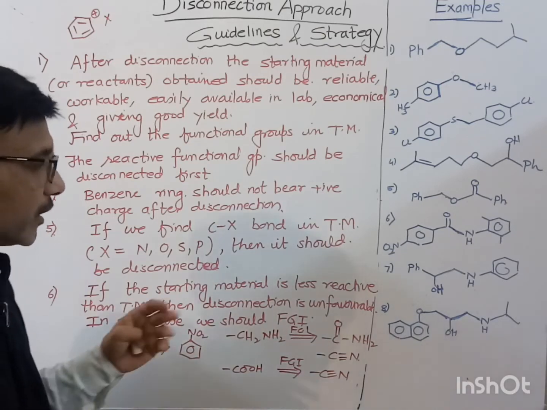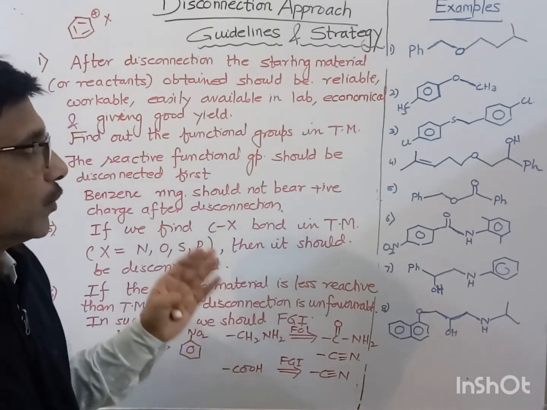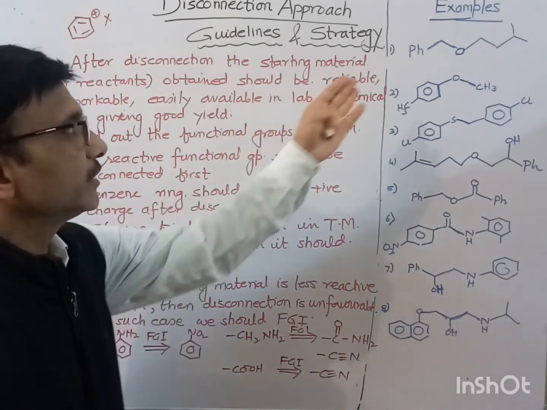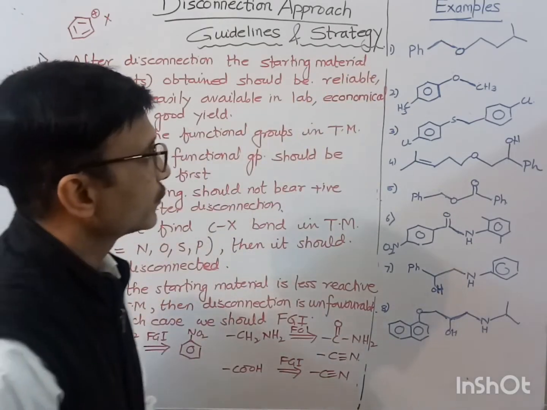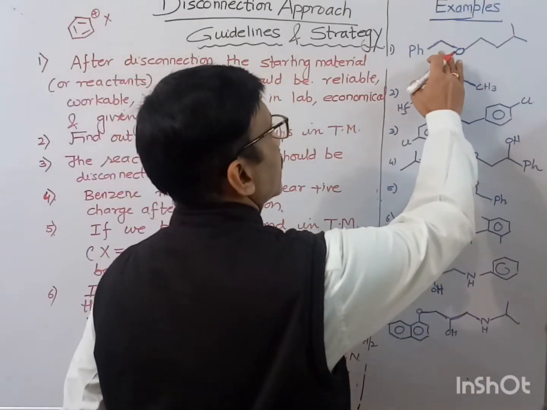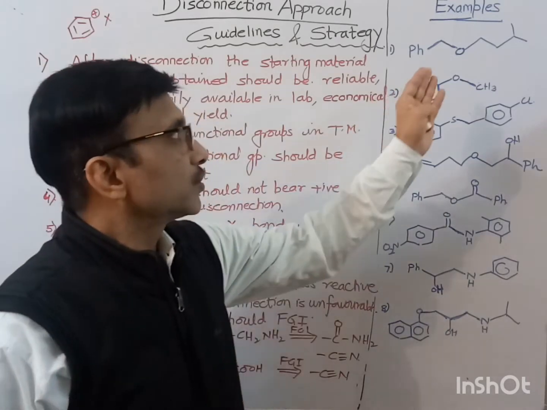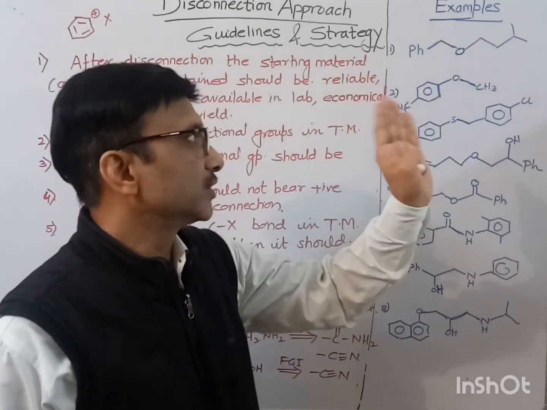I have already given the video on this FGI. Now let's see some examples. If you see this first example, where should it be disconnected? First of all, as I told you, we should find the functional group.